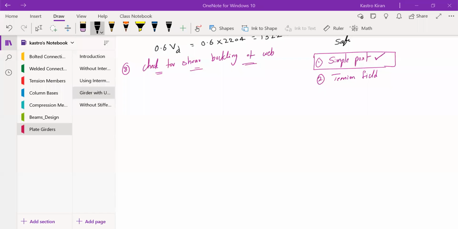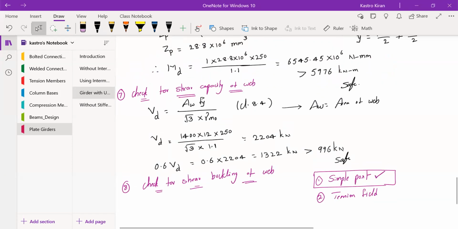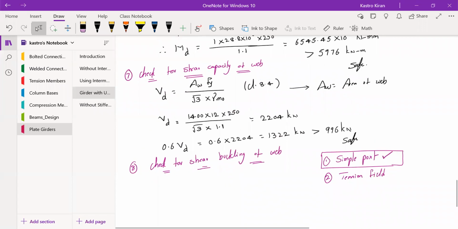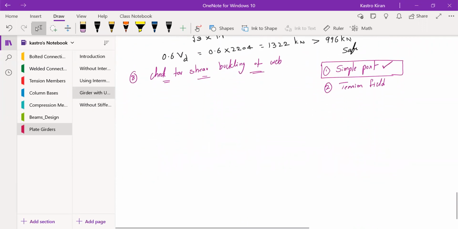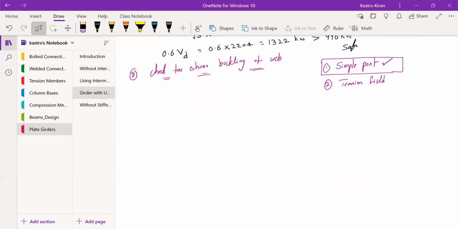So in the last class, we were talking about how to find out the shear capacity of web. We have checked whether it is safe or not. So in today's class, in continuation to the seventh step, that is check for shear capacity of the web, we'll be doing check for shear buckling capacity of web, or check for shear buckling of web.